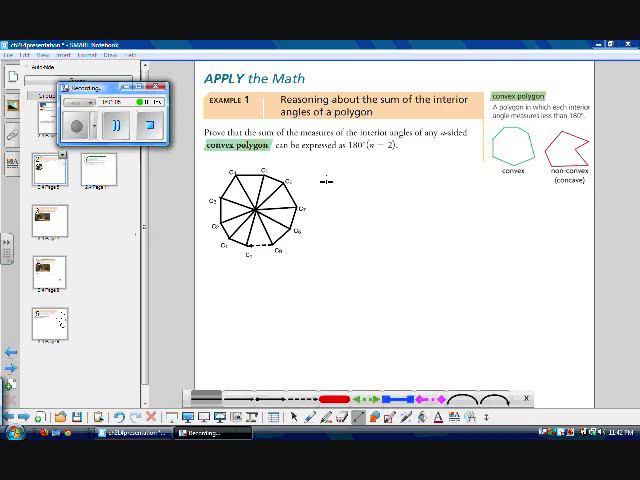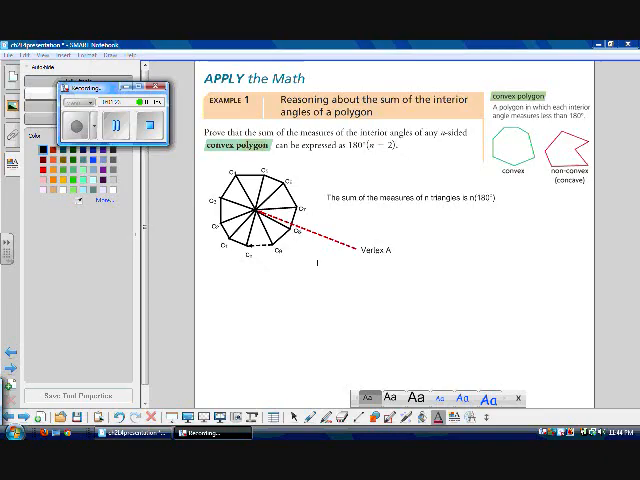So now inside my n-sided convex polygon, I have n number of triangles. So if I'm trying to find the measure of the angles in n triangles, I simply multiply 180 degrees times n. So now I know that the sum of the measures of all of these angles in these n triangles is n times 180 degrees. But at vertex A, each triangle shares this point, and each of these angles at vertex A does not count towards my angles in my polygon.